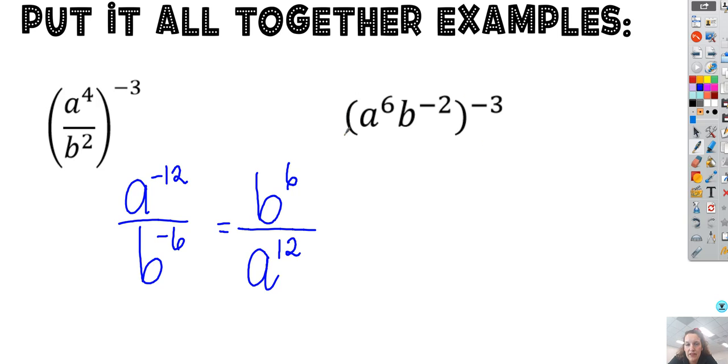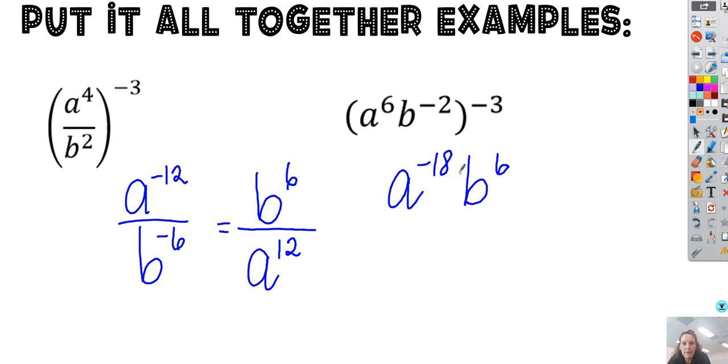Okay, so let's look at this one. When you raise a product to an exponent, remember you're going to multiply each exponent by the outside exponent. So this would become a to the 6 times negative 3. So this is a to the negative 18. And b to the negative 2 raised to the negative third power would be b to the positive 6th, because negative 2 times negative 3 is positive 6.